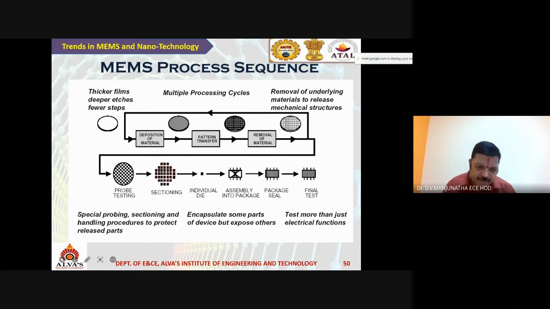Then probe testing can be done and sectioning of dies can be done. Individual die can be taken and assembled into a package, and the seal will be put. Finally, it is sent for testing. So this is the entire MEMS process sequence. All these things are done in MEMS foundries, right?